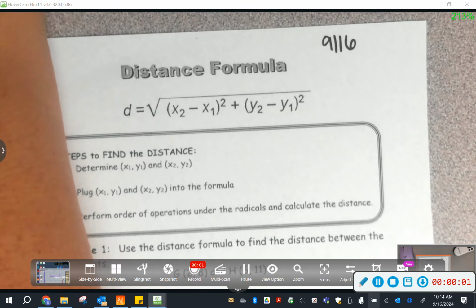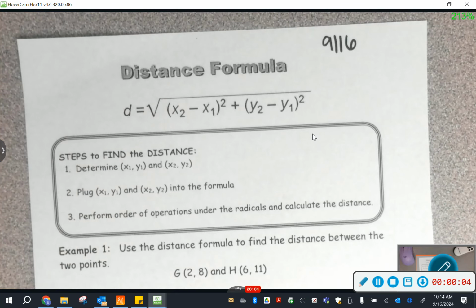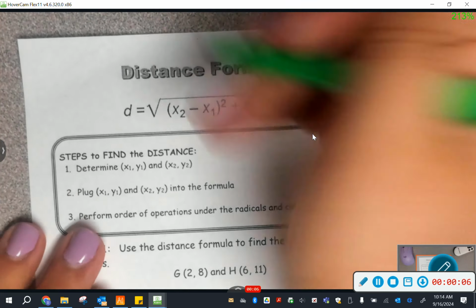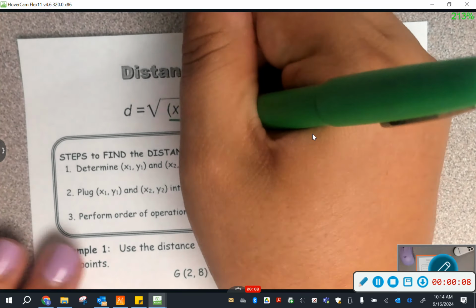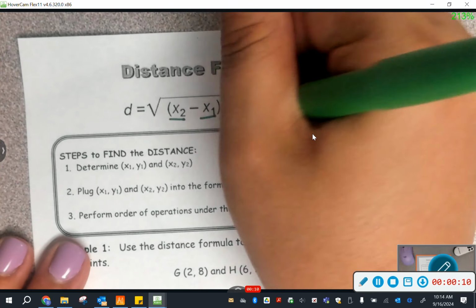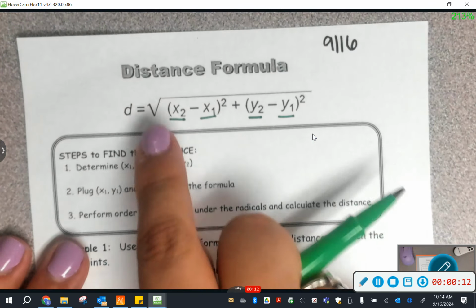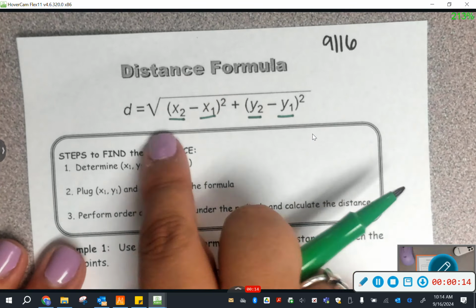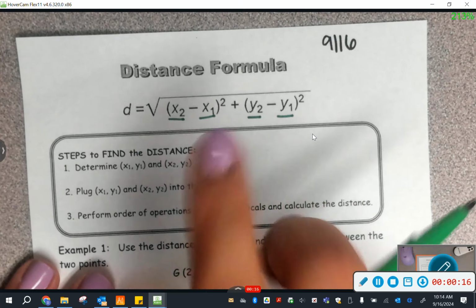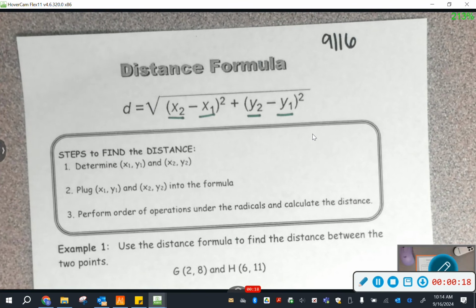Okay, last week we learned distance formula. Again, you do not have to have this memorized, but remember the square root of x2 minus x1 plus y2 minus y1. Can you underline those, please? Again, you should be in Desmos test mode, so all you should have on your computer is your calculator.